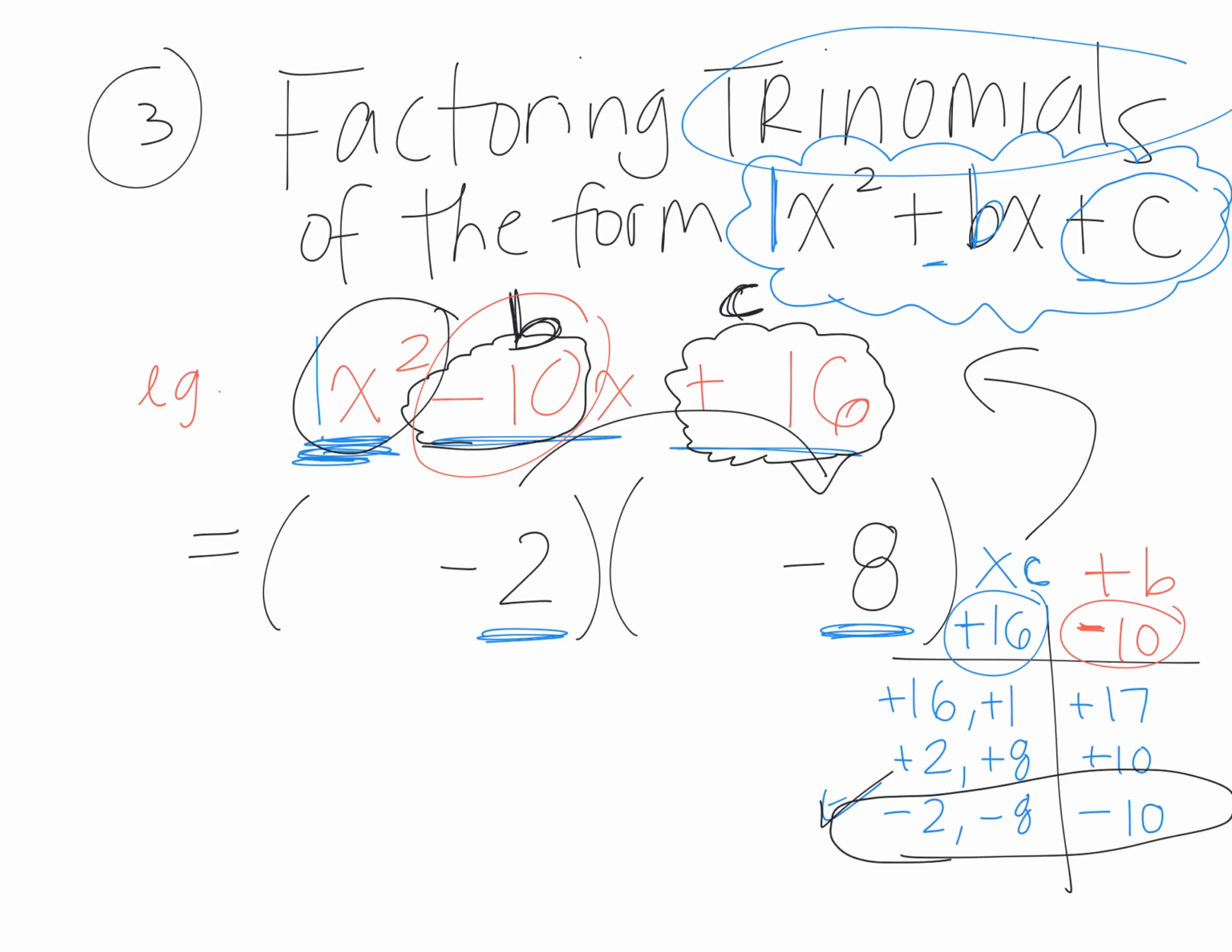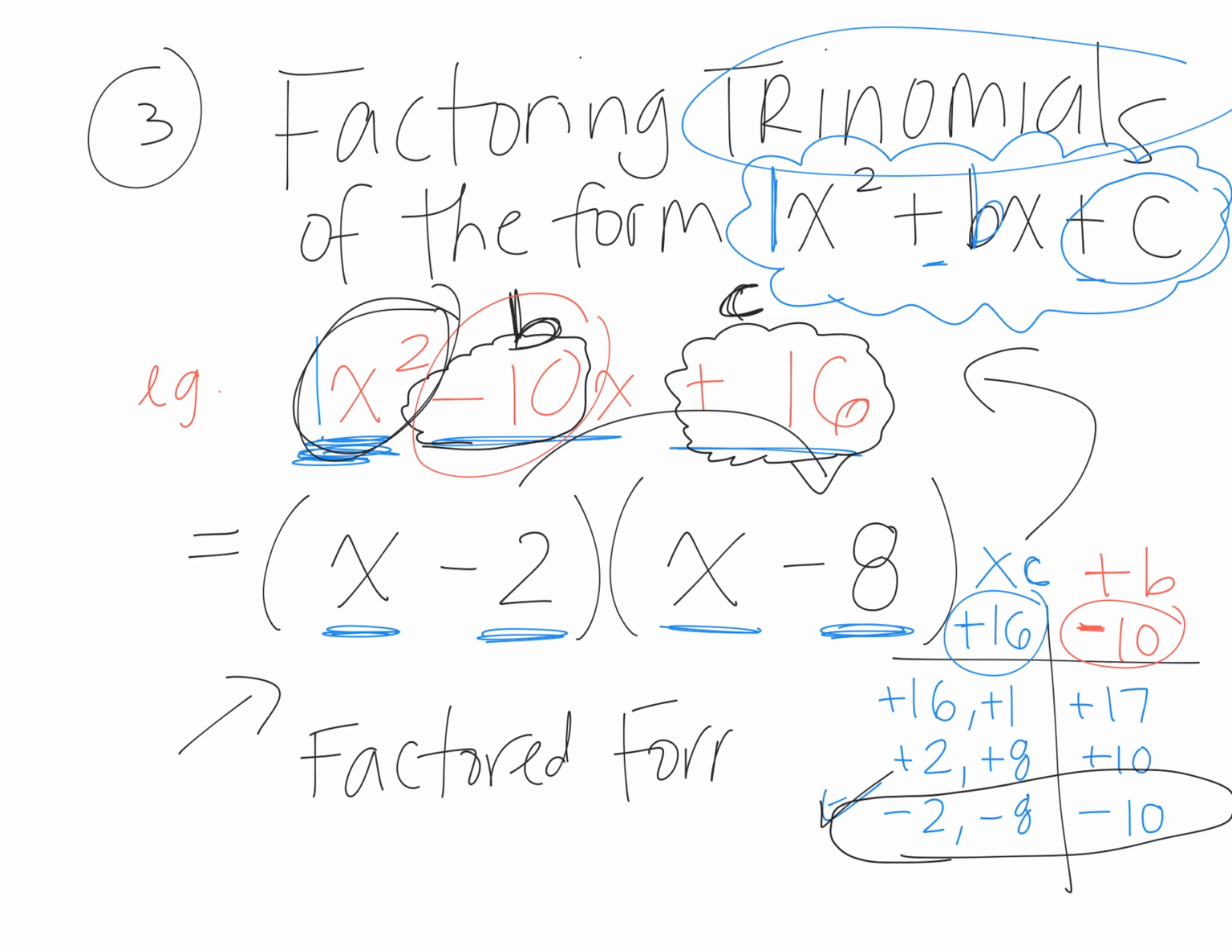What do you think the first terms are going to be? Look at your first term in the question, x squared. What times what gives you x squared? X times x. That's the answer. That's it. This is factored form. X minus 2 multiplied by x minus 8 equals x squared minus 10x plus 16.